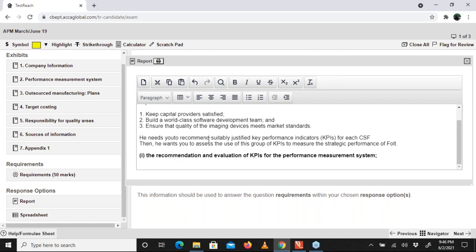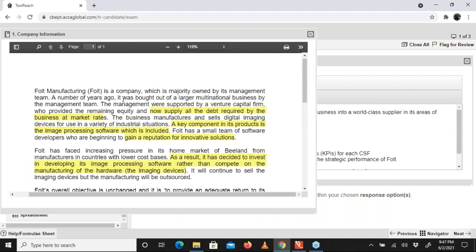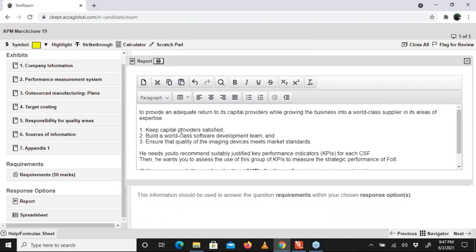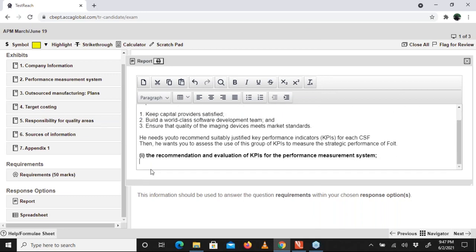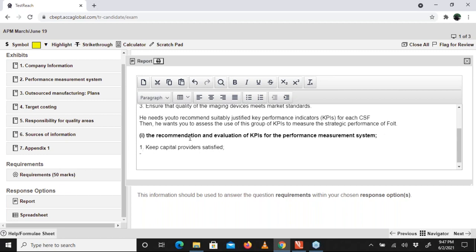Now what is the examiner asking us to do? The question is very different, and this type of question has never been tested earlier. Okay, Rebecca, that is what I have done also. Now try to understand. The first one of them says keep capital providers satisfied. That's the first critical success factor. Now my question to you people is, who are the capital providers?